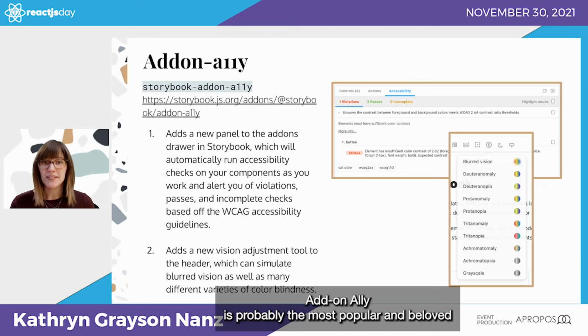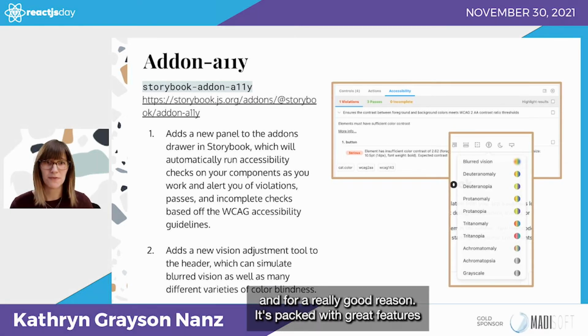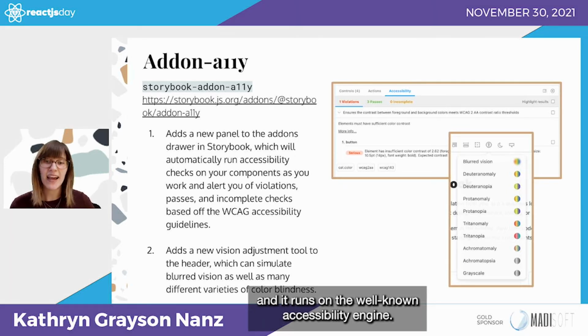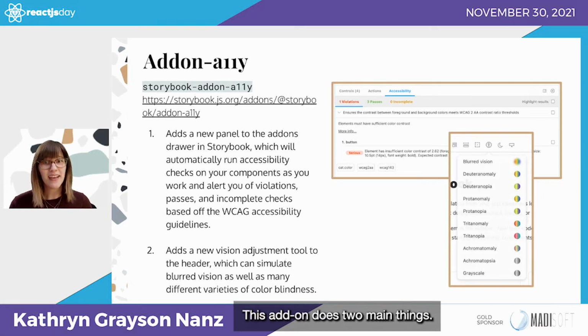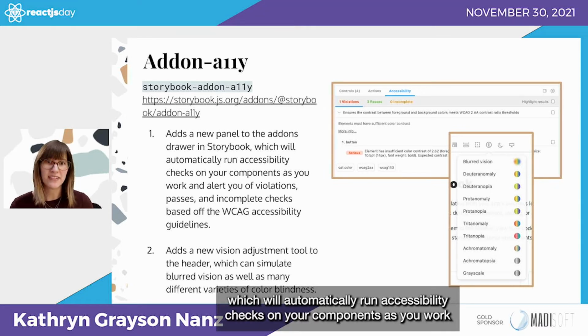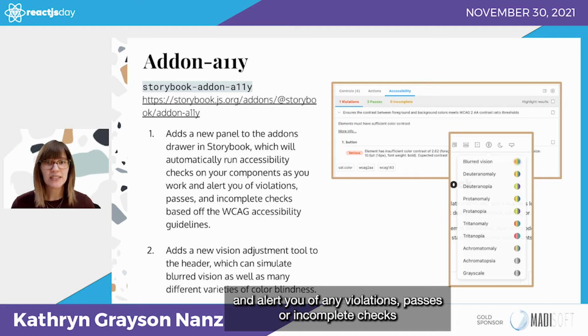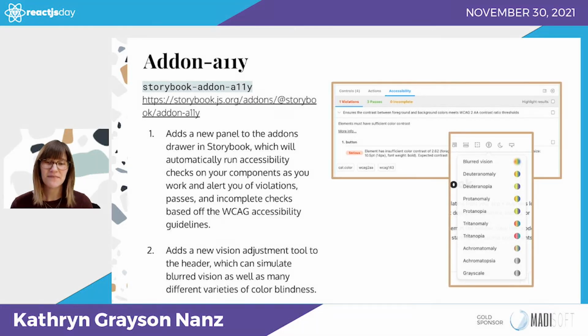Addon A11y is probably the most popular and beloved Storybook accessibility add-on, and for really good reason. It's packed with great features, and it runs on the well-known Axe accessibility engine. So how does it help you? This add-on does 2 main things. First, it adds a new panel to the add-ons drawer in Storybook, which will automatically run accessibility checks on your components as you work, and alert you of any violations, passes, or incomplete checks based off the WCAG accessibility guidelines, which are the industry standard.